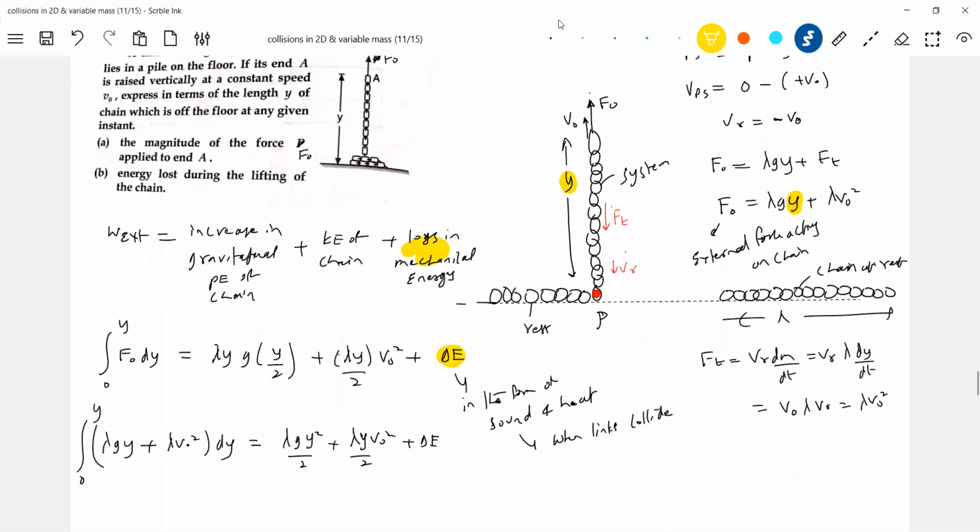Can you calculate this? It's only integration. I'll give the answer, verify it here. So delta E should be equal to lambda v naught square y by 2, in the form of sound and heat when the links collide. So therefore, when we are working some problems with the variable mass concept, we have to be very careful, because some work is done, some heat will be generated, some energy will be lost, because the thrust force will come into the picture here.